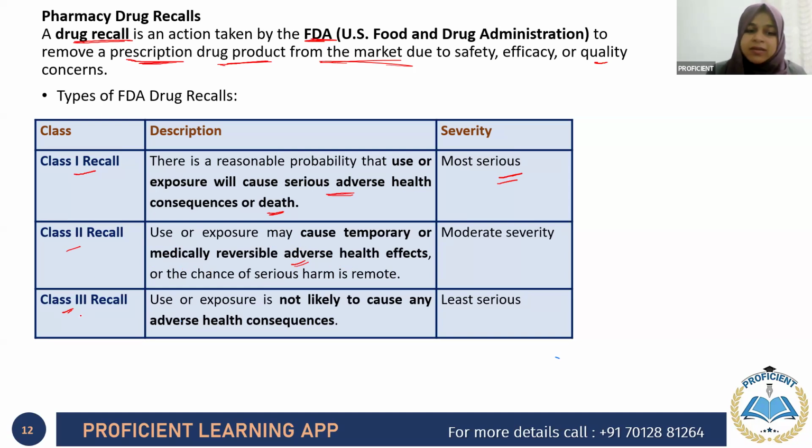Now, class three recalls are not going to cause any harm to the patient. For example, if something is wrong with the label, which might not cause any problem to the patient, but there is something wrong, so you have to take care of that. That is class three. Which is the most serious type of recall? Class one. Then class two and finally class three.